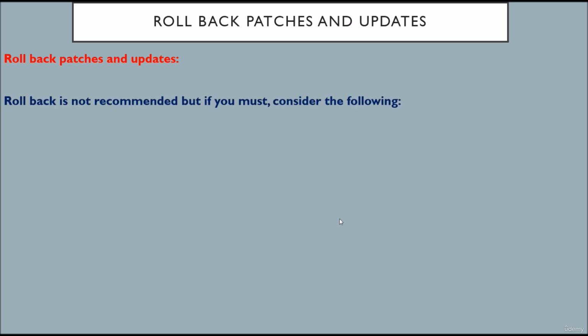Rollback is definitely not recommended, but if you must, consider the following. On virtual servers, create snapshots. Once you have a snapshot created on a virtual server, then you can go back to the previous version of your system. In case something goes wrong, you can revert back to the previous state of your system, and this will protect you. If you're not familiar with snapshots, let me show it to you on a VirtualBox.